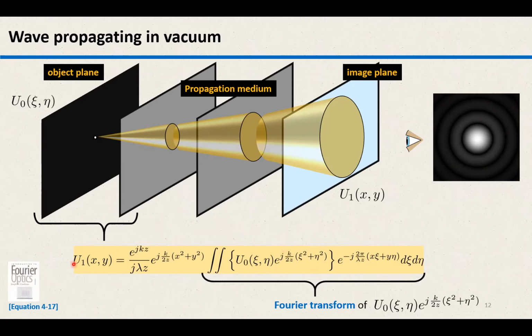This equation is called the Fresnel diffraction equation. It's given by Fourier optics equation 4.17. It's a very, very well-known result in the optics literature. If you send an impulse and you have a circular aperture, what you will observe at the receiver end will be this Airy disk pattern.